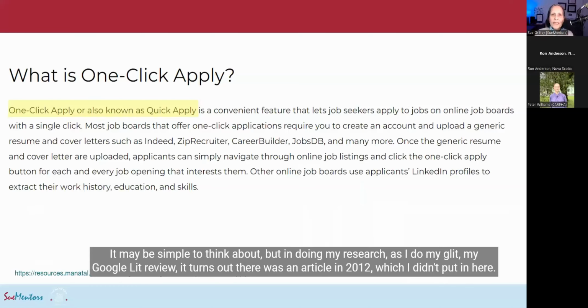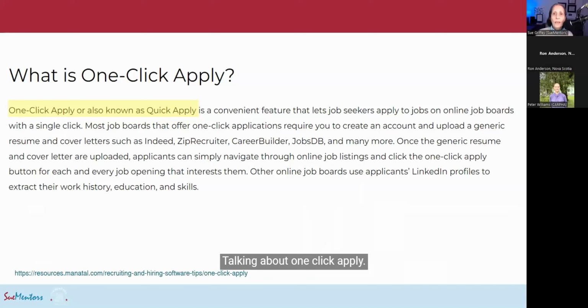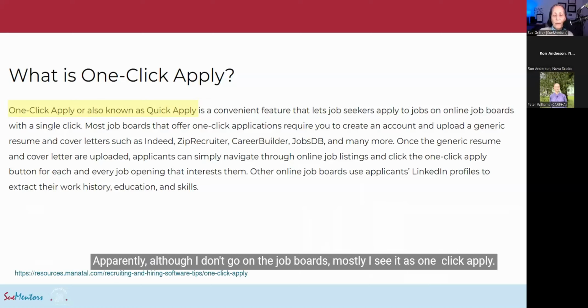It may be simple to think about, but in doing my research, as I do my GLIT, my Google Lit review, it turns out there was an article in 2012, which I didn't put in here, talking about one-click apply. It's also known as quick apply, apparently, although I don't go on the job boards. Mostly I see it as one-click apply.